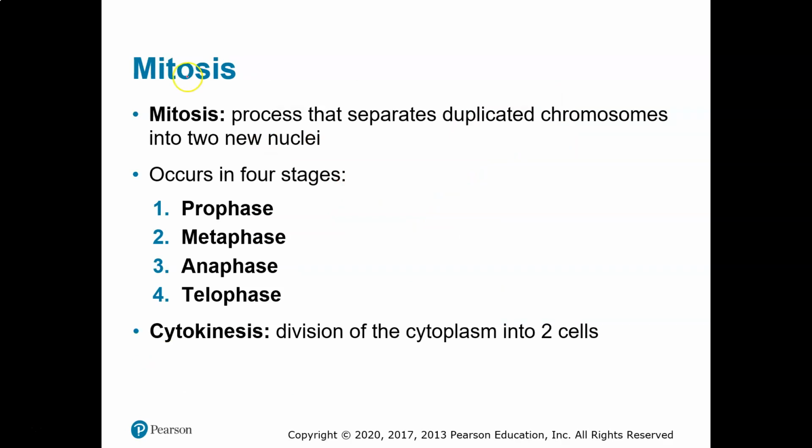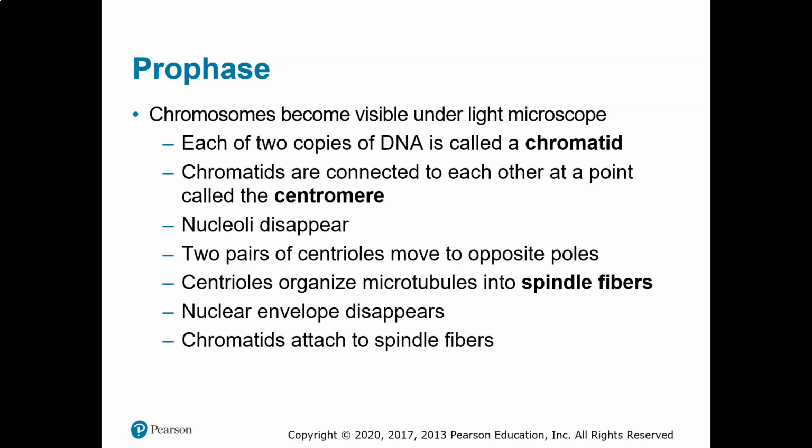Mitosis is the division of the chromosomes after DNA has replicated. So they divide so that each new cell will get a copy of the same amount of chromosomes that the parent cell contained. This occurs in 4 stages: prophase, metaphase, anaphase, telophase, and then cytokinesis is division of the cytoplasm. Mitosis is division of the nucleus. Cytokinesis is division of the cytoplasm.